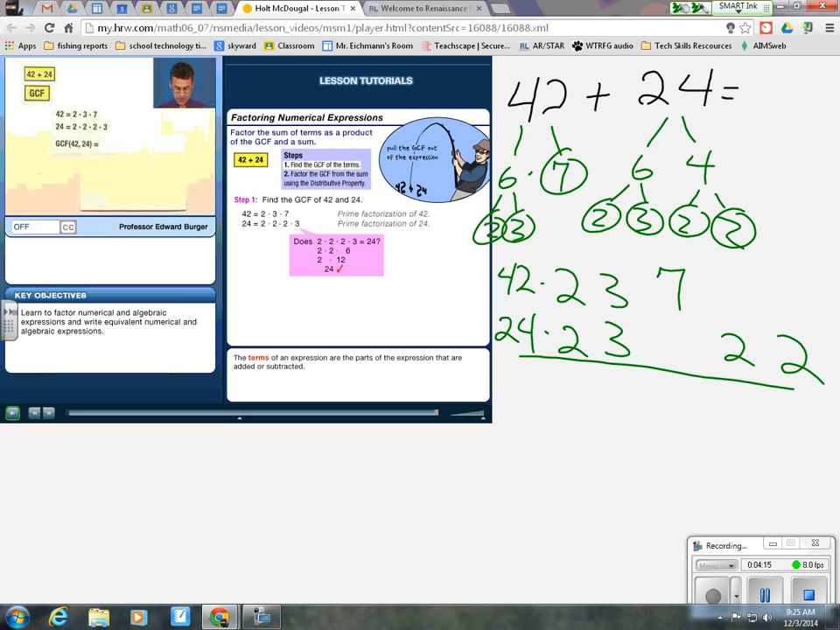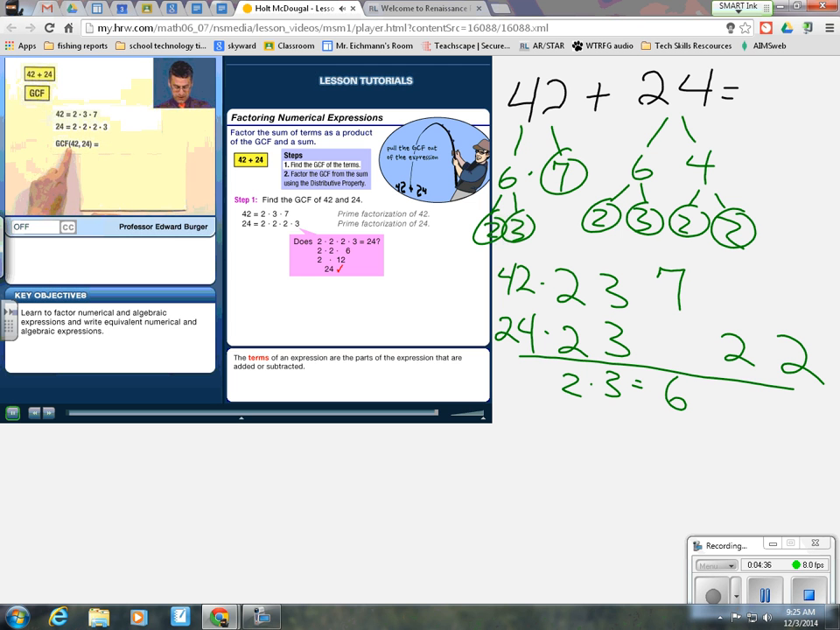Our greatest common factor, these together, is 2 times 3, so our greatest common factor is 6. That's our first step in factoring. We need to find the greatest common factor. So that's what he has done here. Okay?